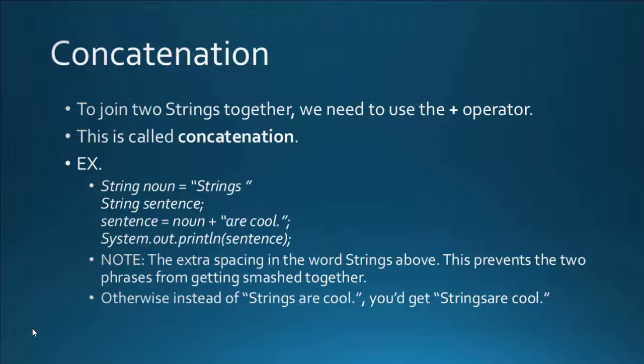String noun equals "Strings ". String sentence. Sentence equals noun plus "are cool"; semicolon. So we're going to do System.out.println(sentence).